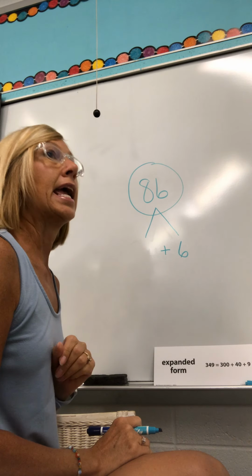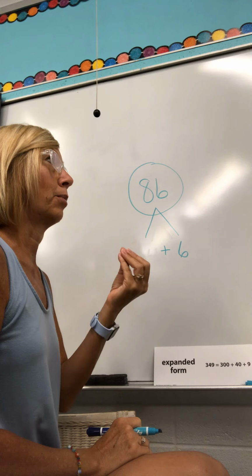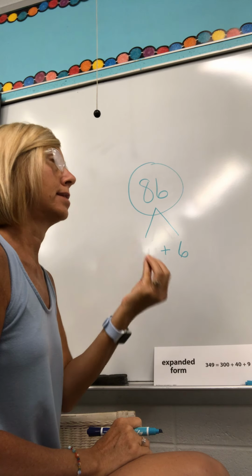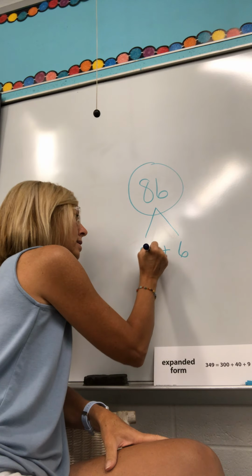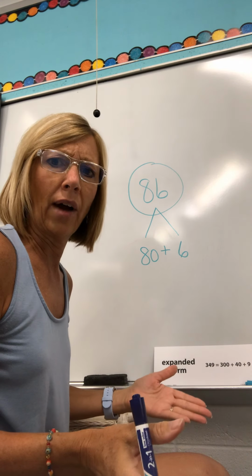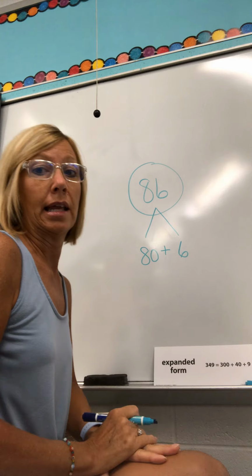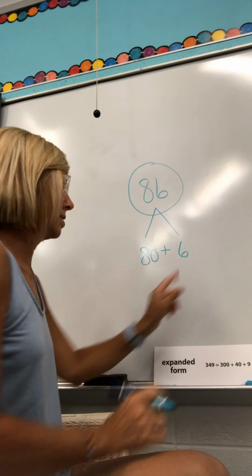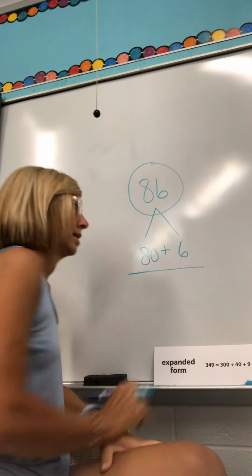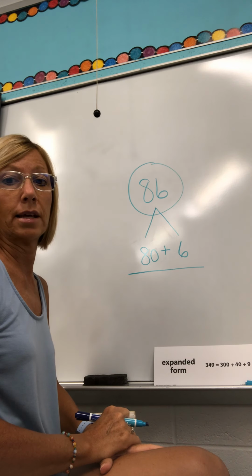And 80. When I say the number, I can hear it. 86. 8 is worth 80 because it's in the tens. If I want to be sure that's correct, I could count by 10 8 times and I would come up with 80. So this 80 plus 6 is the expanded form of 86.